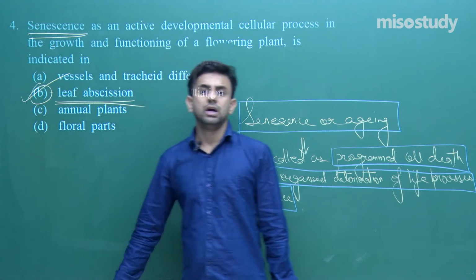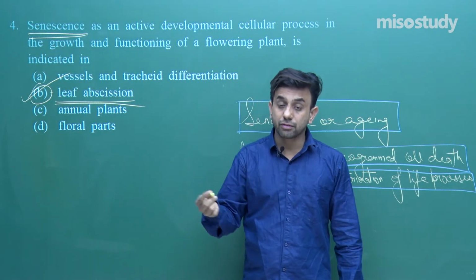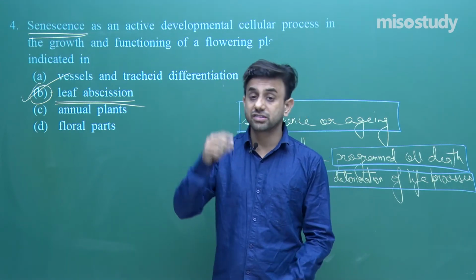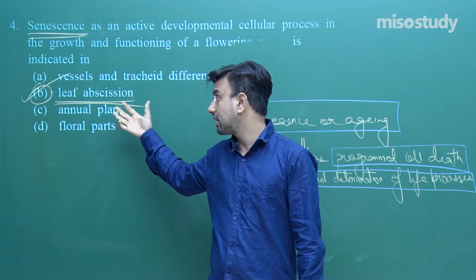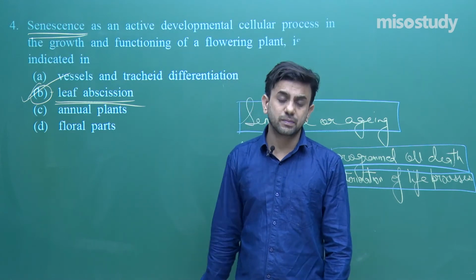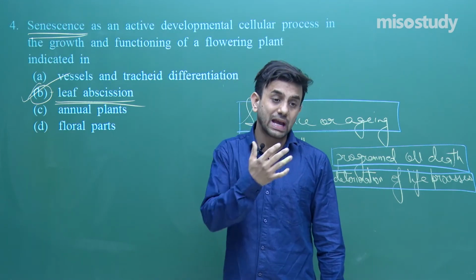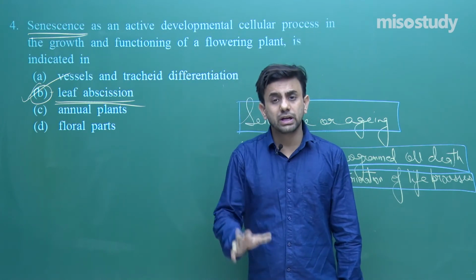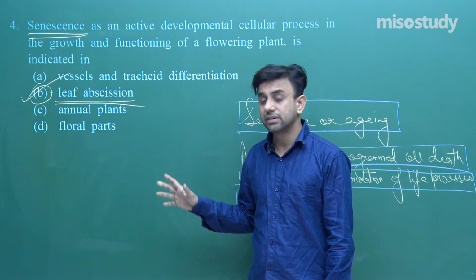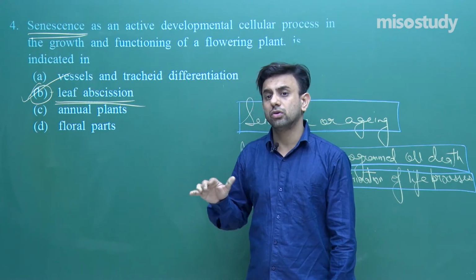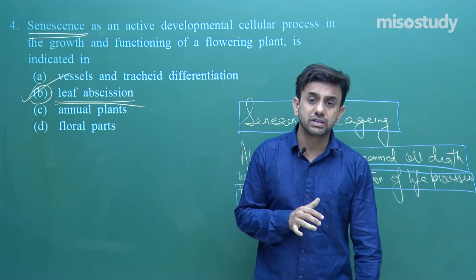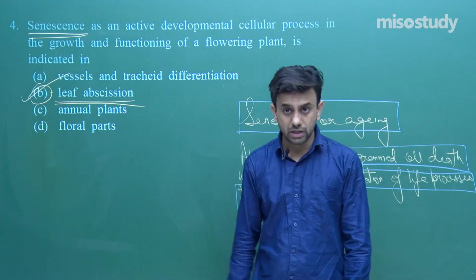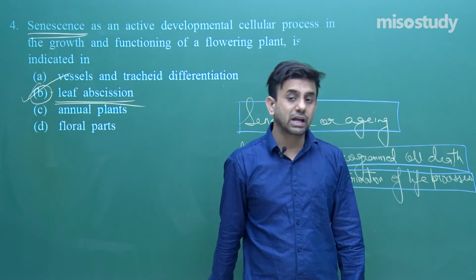Now the leaf abscission, the falling of the leaves, is one of the signs which we can observe from the plant of senescence or aging. It does not mean senescence will take place in only one aspect of the plant. The whole of the plant can be involved in aging, or a part of the plant can be involved in aging.